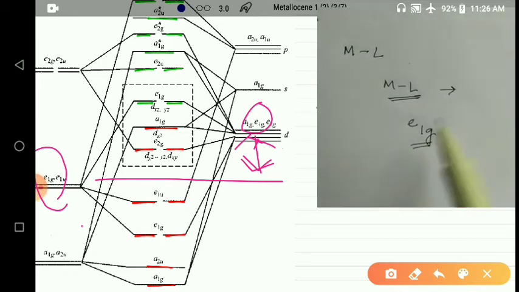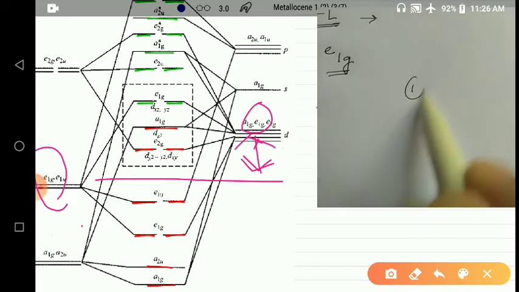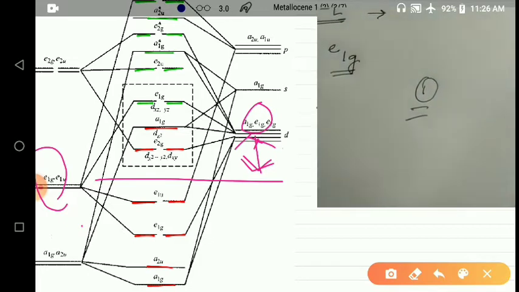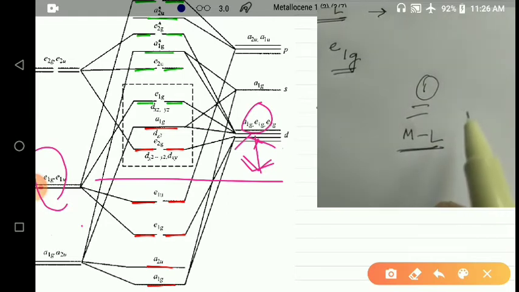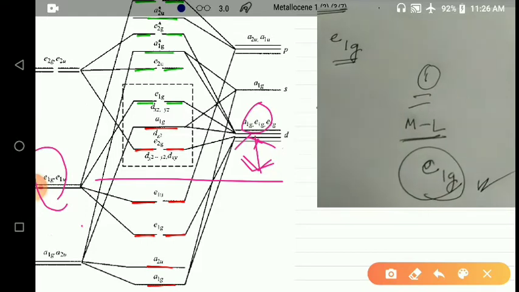I hope you understand up to this one. So what can we conclude from this energy level diagram? The one conclusion is that the stability of the metal and ligand bond is mainly because of the contribution of E1G. Please remember this point.